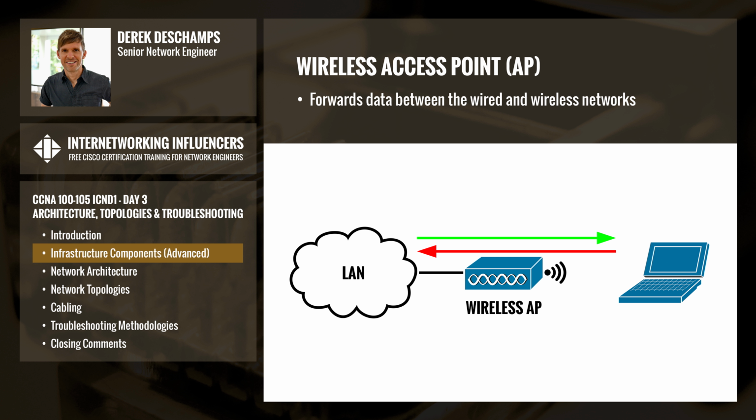The next infrastructure component we will look at is the wireless access point, or AP. A wireless access point like the Cisco Aironet series is responsible for forwarding data between the wired and wireless networks. It's worth noting that a wireless access point is different than a standard wireless router people use in their homes. A home wireless router is more of a hybrid device that combines firewall technology, an Ethernet switch, and a wireless access point in one device. An access point can operate in one of two modes.